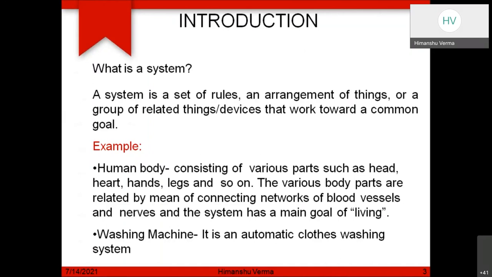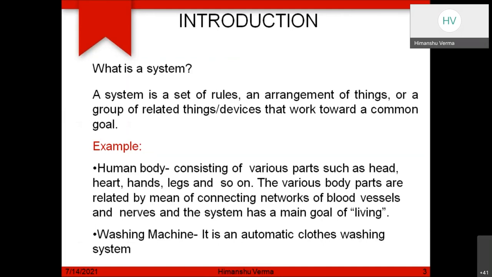So if we talk about one non-technical example, that is our human body. Our human body consists of various parts, right? Like we have a head, and in our head there is a brain that acts as a processor. And we have a heart that we can compare to a power supply. Then we have hands and legs. We can compare these parts to actuators, like mechanical parts, right? They act according to the signals sent by the brain.